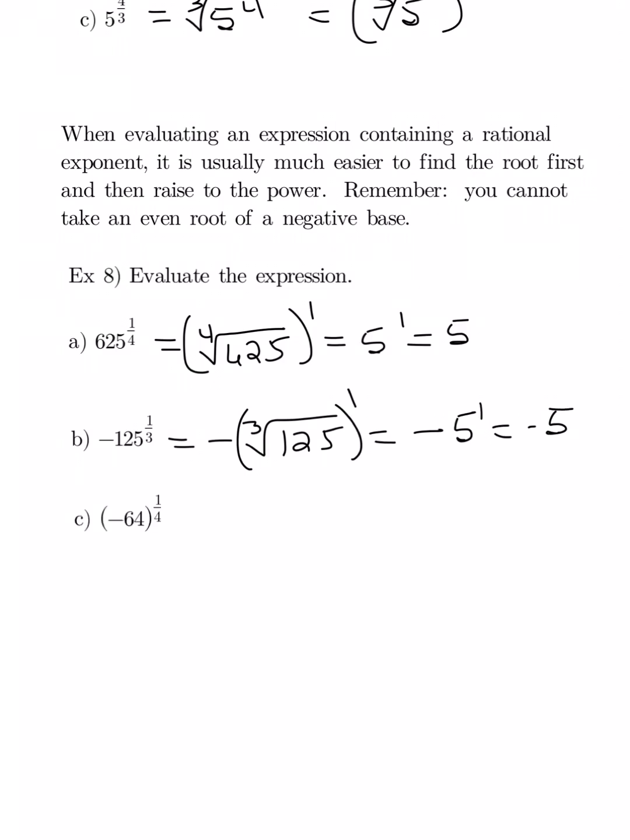On the next example, we have negative 64 in parentheses. So this one is telling us to keep the negative 64 and do the fourth root of that, and then raise it to the first. We cannot do an even numbered root of a negative number. So this one is not real.